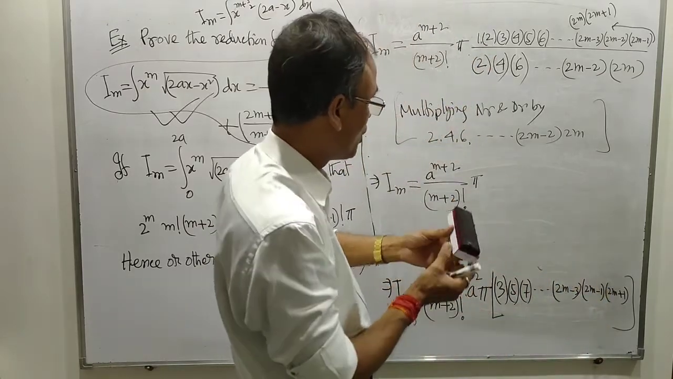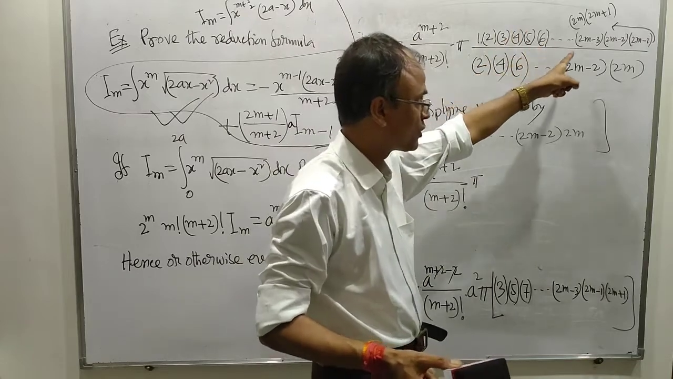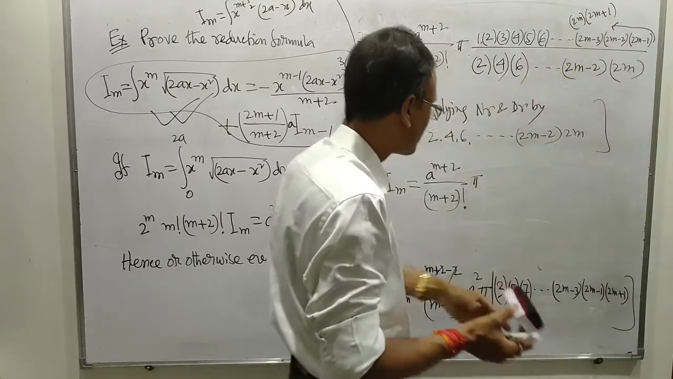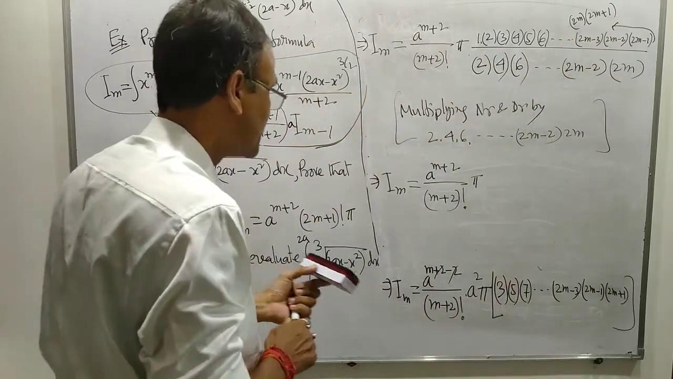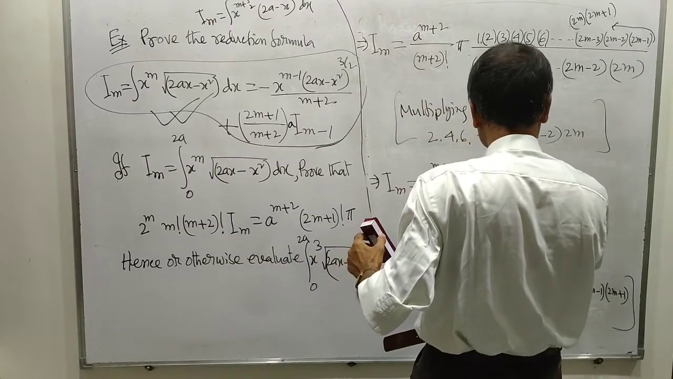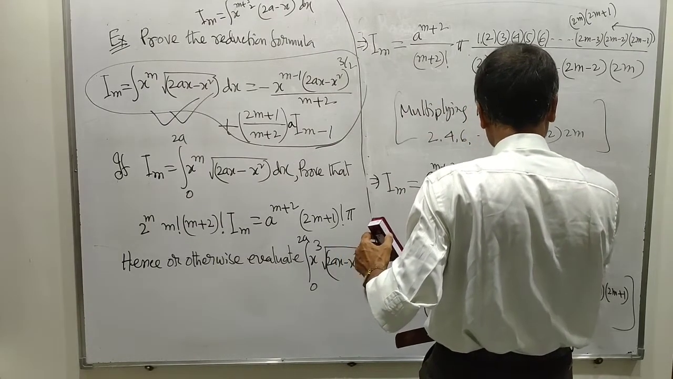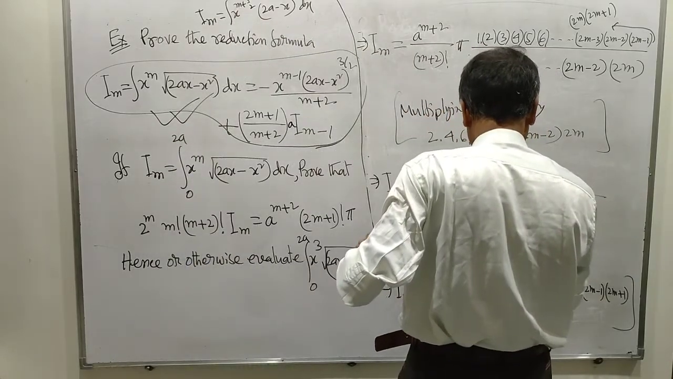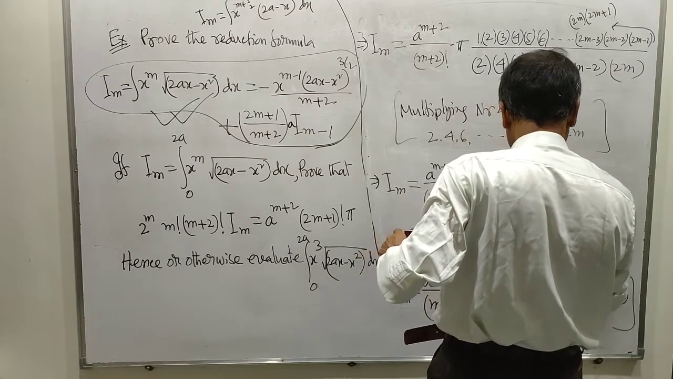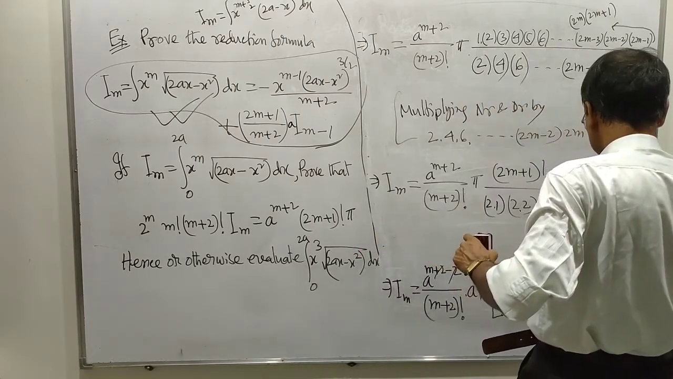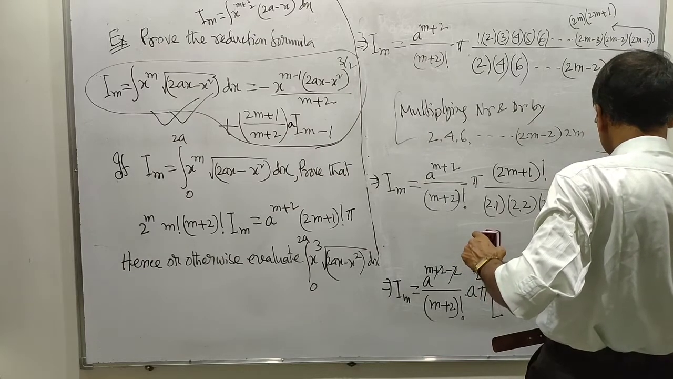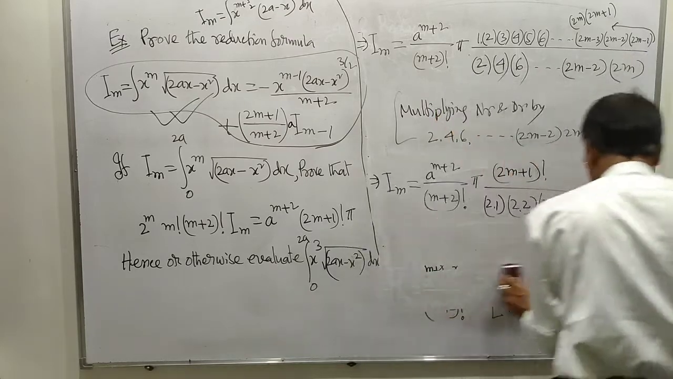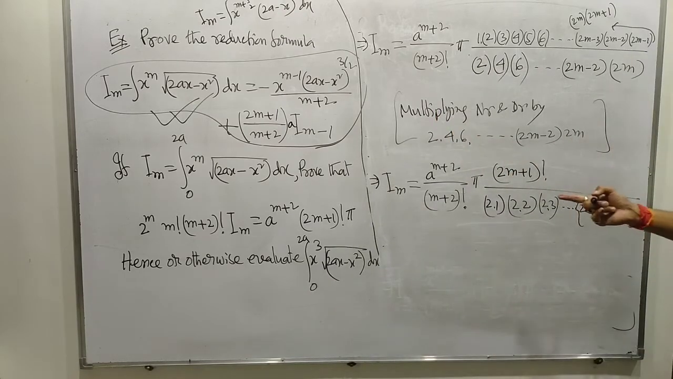You see, 1, 2, 3, 4, twice m minus 3, twice m minus 2, twice m minus 1, twice m plus 1. This means it will be twice m plus 1 factorial, starting from 1 up to this. And this will be equal to 2 into 1, 2 into 2, 2 into 3, like that, 2 into m minus 1, 2 into m. This can be written like this. Clear?